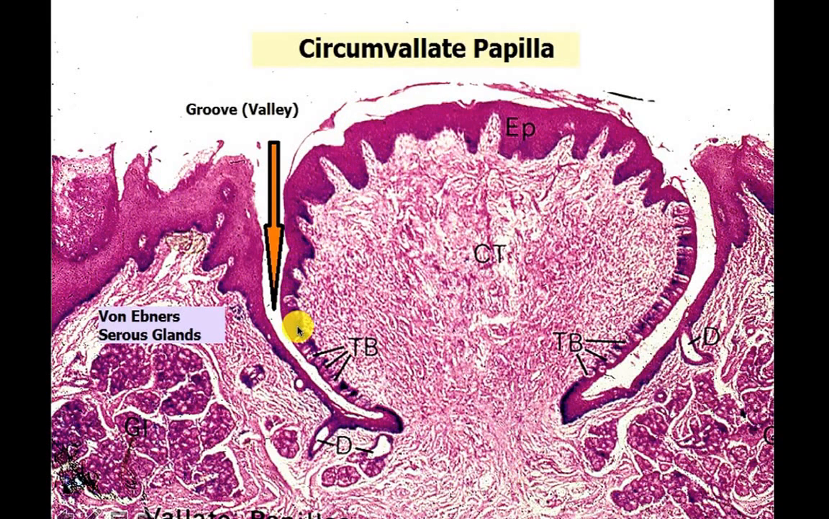You can see that it is provided with many taste buds at the sides here. It is also characterized by the presence of serous glands, which are darker than the mucous glands' acini. These serous glands are named after the scientist von Ebner: von Ebner's serous glands. Here are the mucous acini and the serous acini, the von Ebner serous acini, present underneath the circumvallate papillae. What is this? It is the duct of these von Ebner serous glands.